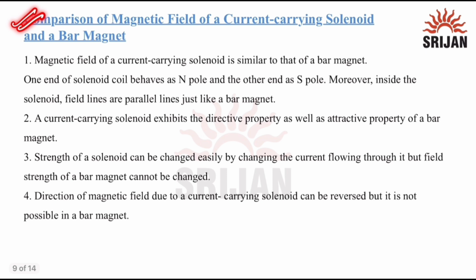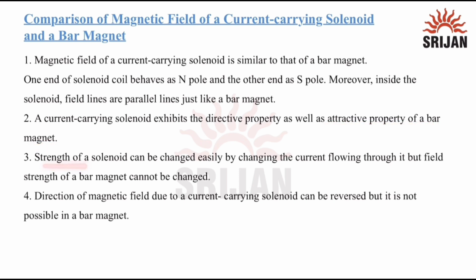Now, comparison of magnetic field of a current carrying solenoid and a bar magnet. So we have seen that magnetic field of a current carrying solenoid is similar to that of bar magnet. One end of the solenoid coil behaves like a north pole and the other behaves like south pole. Moreover, inside the solenoid, field lines are parallel just like a bar magnet. Secondly, a current carrying solenoid exhibits the directive property as well as attractive property of a bar magnet.